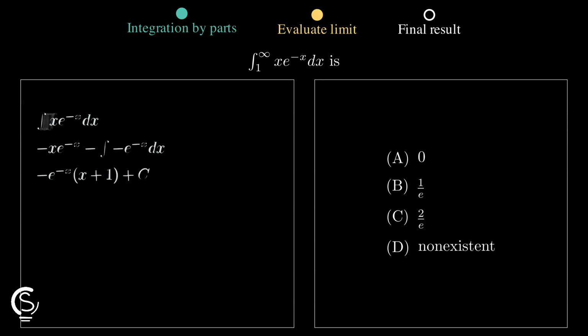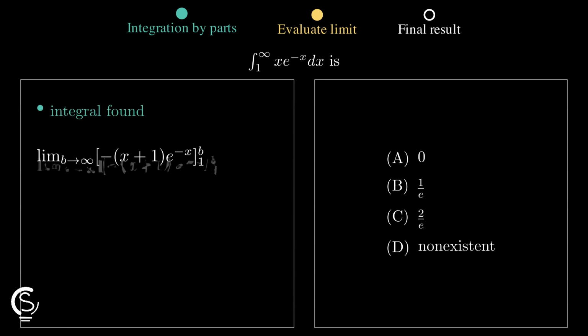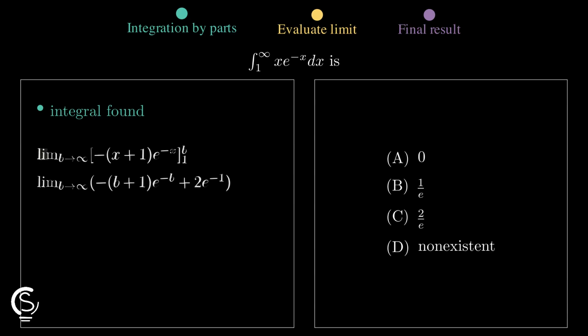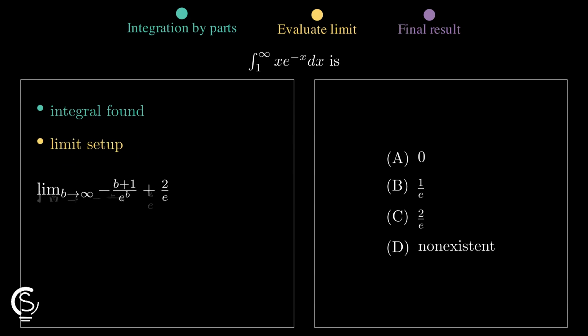Now, evaluate the definite integral from 1 to b, then take the limit as b approaches infinity. This turns our expression into a limit of a function of b plus constant. As b goes to infinity, the exponential growth in the denominator forces the first term to 0. We are left with 2 over e, which matches our final answer.